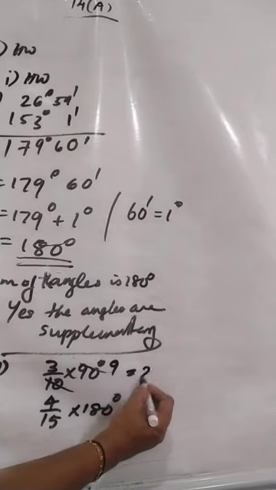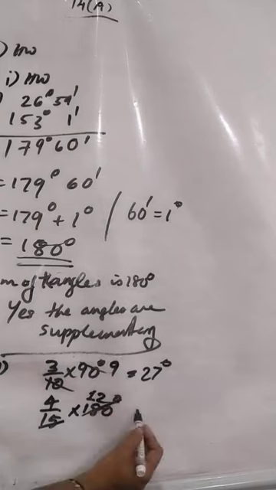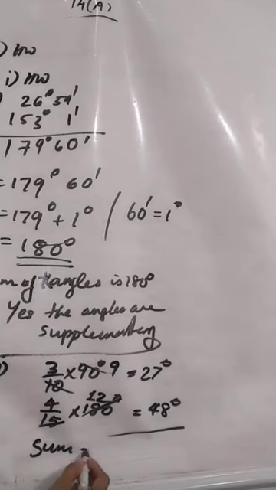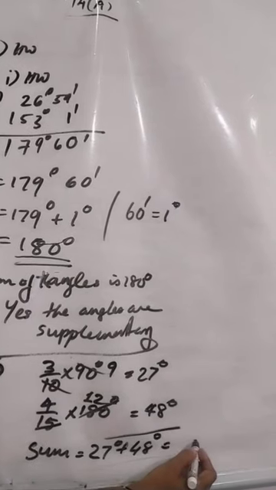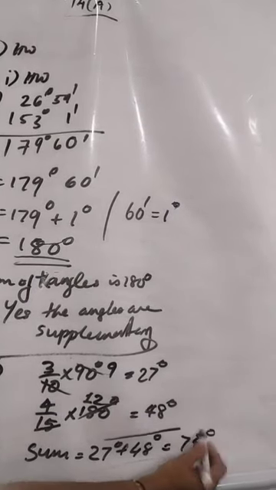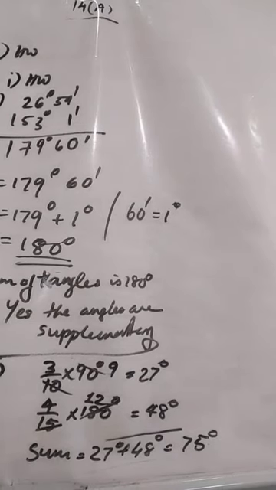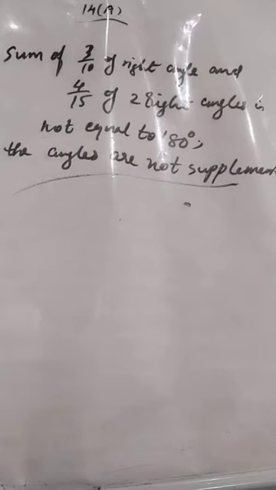This is 27 degree and this one 48 degree. What about the sum of the angles? Sum equal to 27 degree plus 48 degree, 75 degree, which is not equal to 180 degree, no? So these angles are not supplementary. So you can see the sum of the angles 3 by 10 of right angle and 4 by 15 of two right angles is not equal to 180 degree. Therefore the angles are not supplementary. Okay.